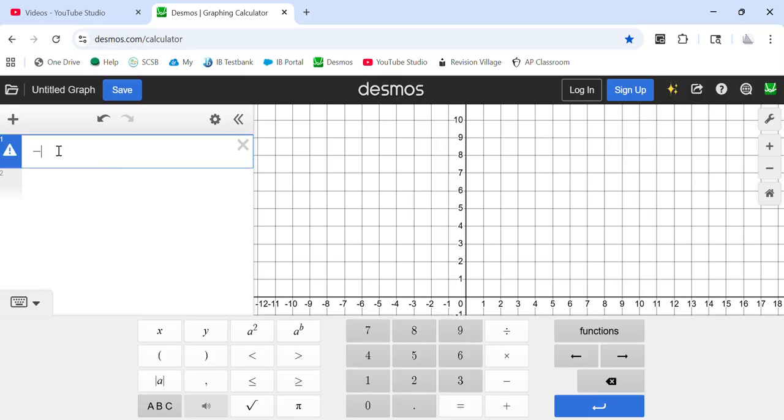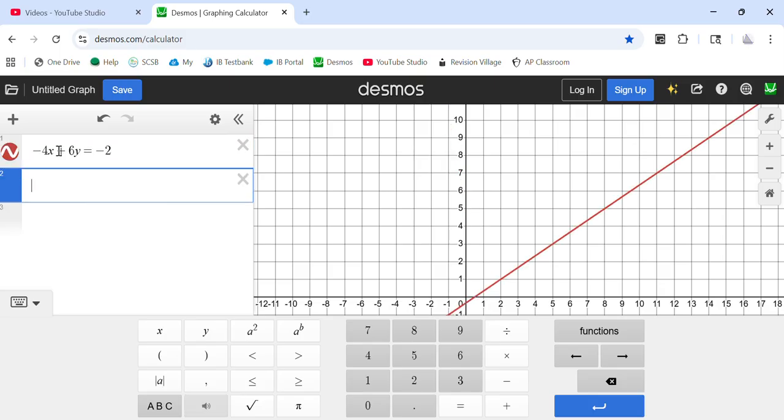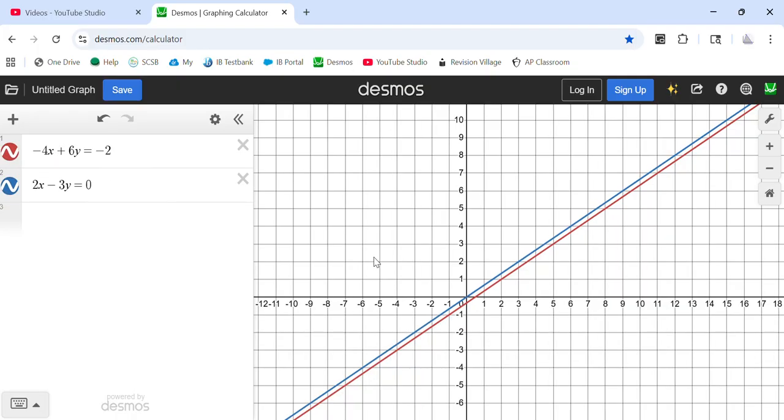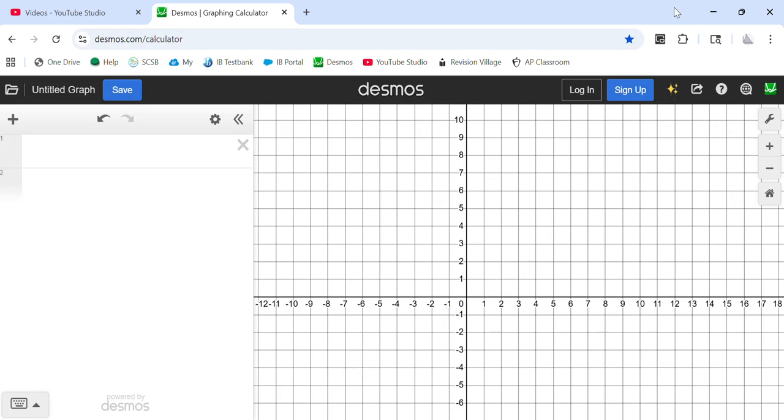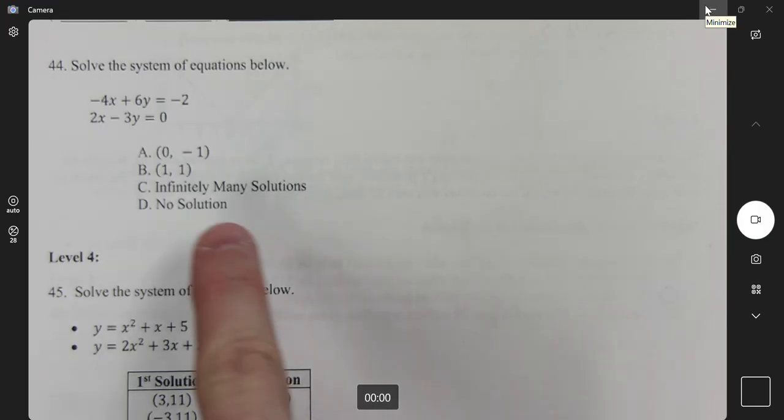Negative 4x plus 6y equals negative 2. And 2x minus 3y equals 0. Because it says solve the system of equations, that means you're looking for where these two graphs intersect. And it looks to me like these two graphs are parallel, implying they will never intersect. So there are no solutions.